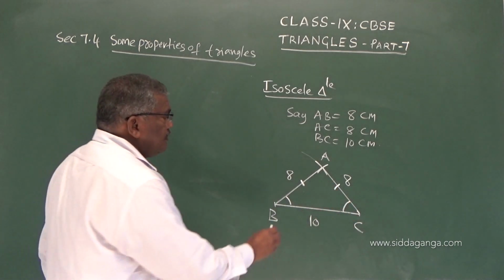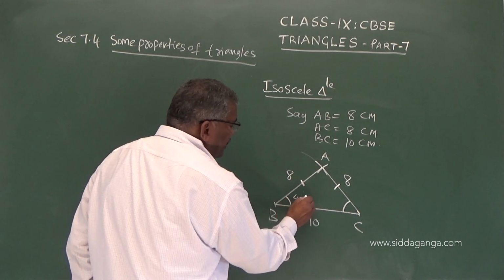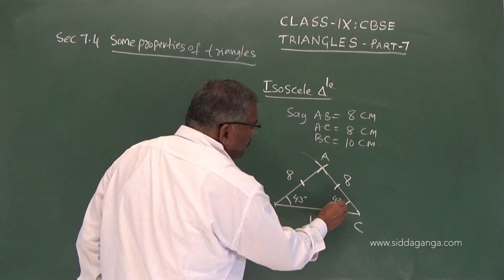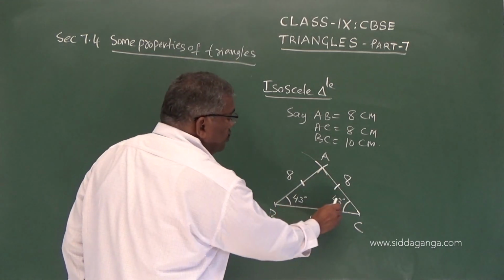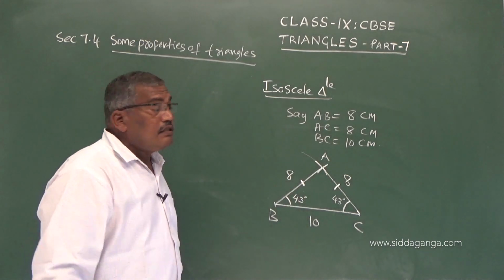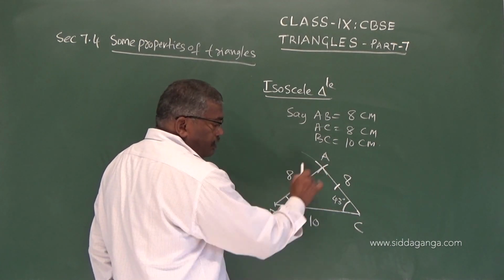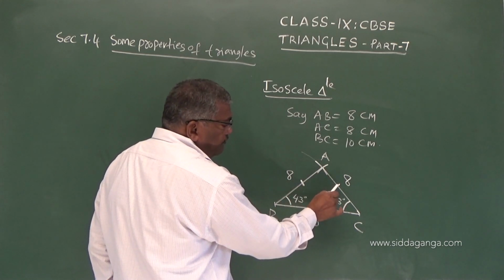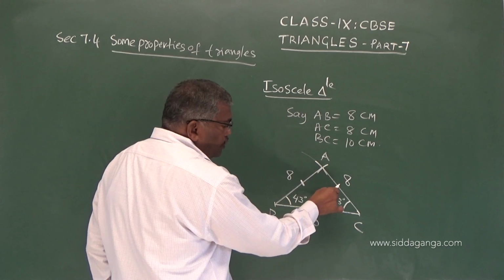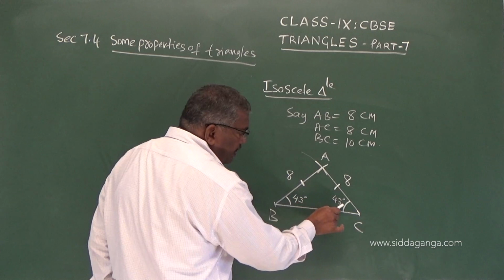So if this is say 43 degrees and this is also 43 degrees, you will get these two angles are equal. That means in an isosceles triangle, two sides are equal, and the angle opposite to this side and the angle opposite the other equal side.